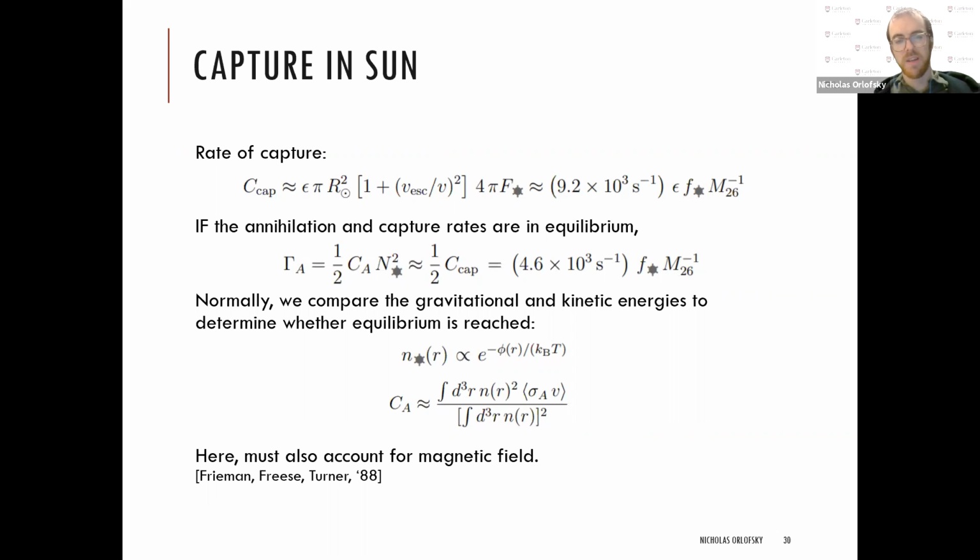Normally what we do is we compare essentially the gravitational energies and the kinetic energies, and we ask how likely it is for two particles to be close enough together that they annihilate. However, here, because we're dealing with a magnetically charged object, we also need to take into account the magnetic field of the sun. And this was fleshed out quite a bit by Katie Freese and others in the 80s.